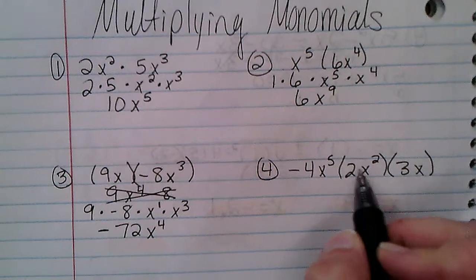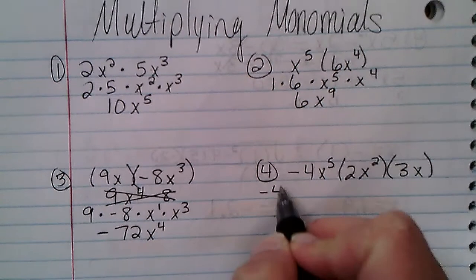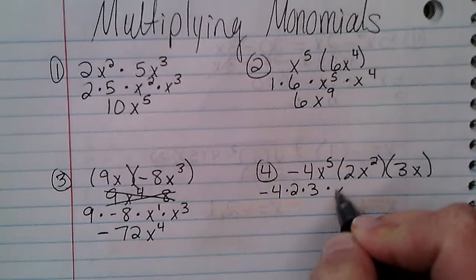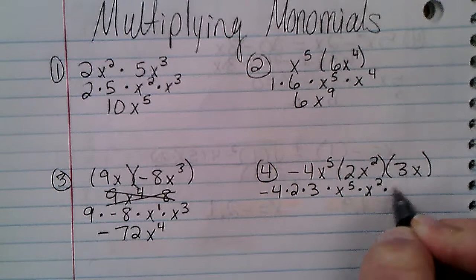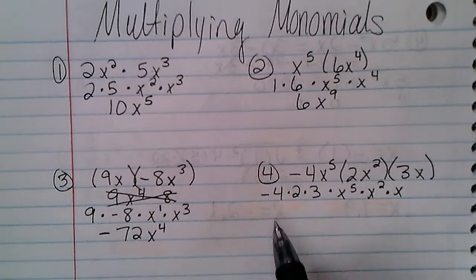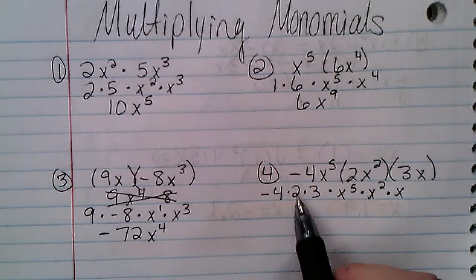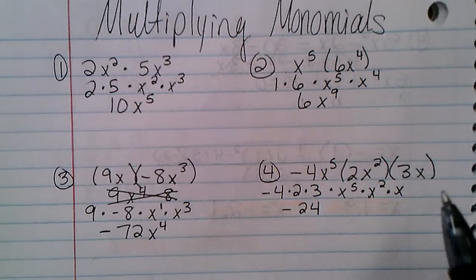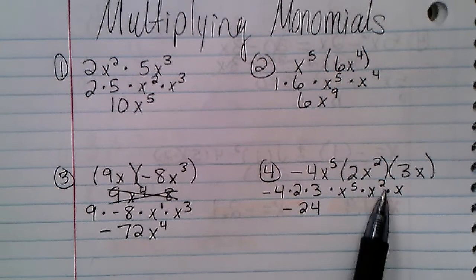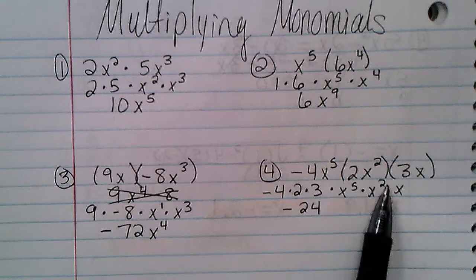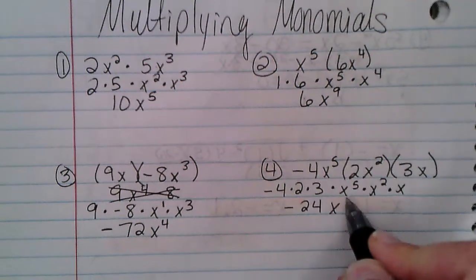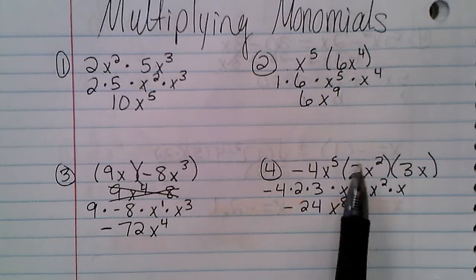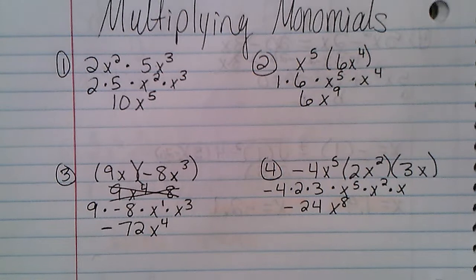So number 4, now I have 3 things to multiply. So I've got 3 coefficients to multiply together. So negative 4 times 2 times 3. And then x to the 5th, x squared, and the x with the implied exponent of 1. So negative 4 times 2 is negative 8, times 3 is negative 24. That's my new coefficient. 5 x's, 2 x's, and 1 x, so that's 7 plus 1 is 8. So if it helps you to write it out like this, please do so. If you can skip straight from the first line to the last line, that is perfectly okay as well.